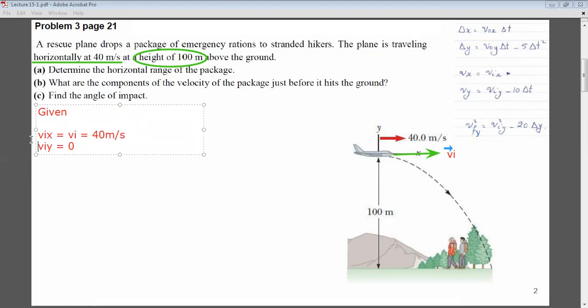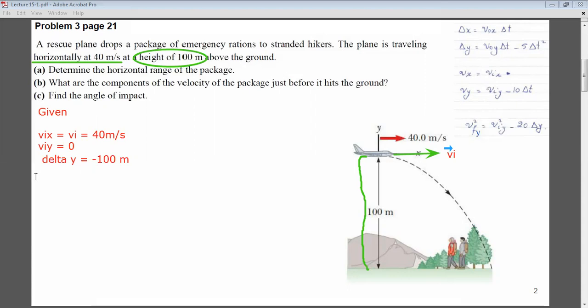What else is given? It's also given that the height from here to here is 100 meters. So what can I extract from the height? I extract that delta y is equal to minus 100. Okay? Because this is the height, so delta y from where it was dropped till it reached the ground is going in the negative direction, so it's minus 100 meters. So this is the given information I have in this exercise.